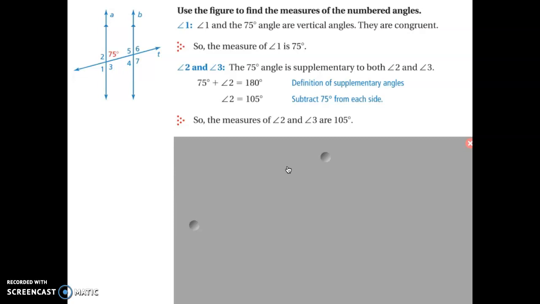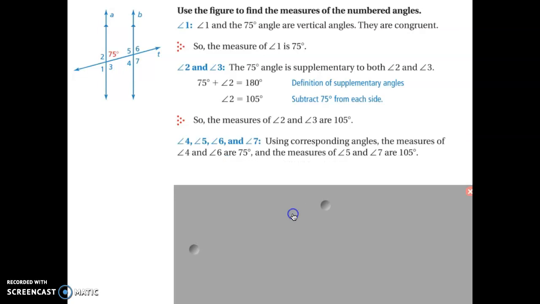Now, 4, 5, 6, and 7 just mirror what 1, 2, 75, and 3 are. So then we look at those corresponding angles. And so 4 and 6 are 75, and 5 and 7 are 105. Okay, so 2 and 5 are corresponding, and so 1 and 4 are 75. Those are corresponding angles, 1 and 4. All right, and you can also read what I have there.